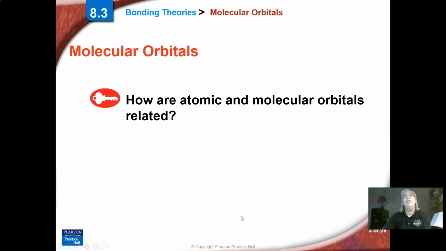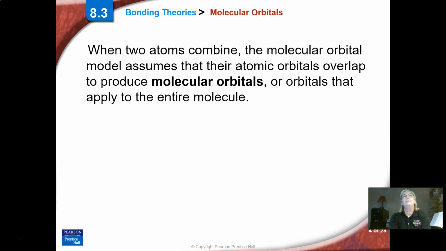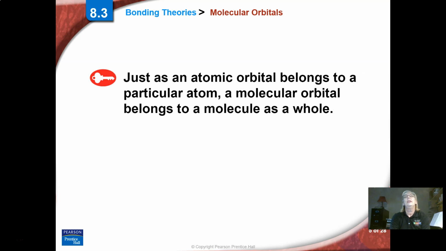So atomic and molecular orbitals. Atomic orbitals are the 1s2, 2s2, that type of thing. And then we can also talk about when electrons share in a cloud in covalent bonding, we get molecular orbitals. When two atoms combine, the molecular orbital assumes their atomic orbitals overlap, and they produce an overall molecular orbital for the whole molecule. So atomic orbital for an atom, molecular orbital for a whole molecule.